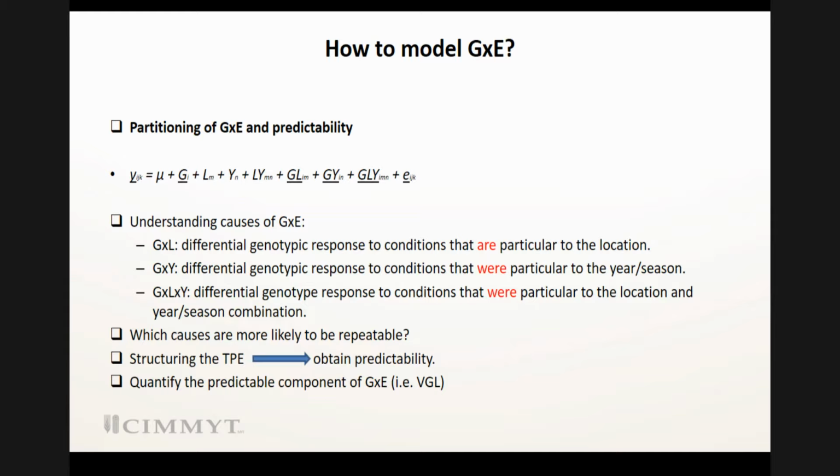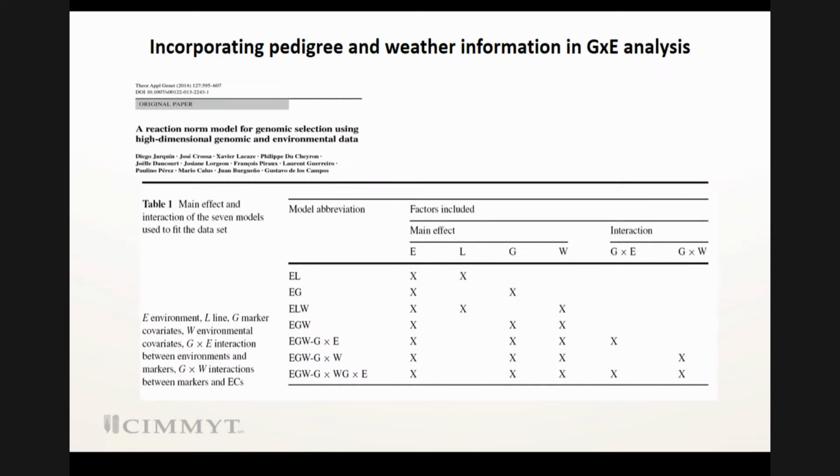Which causes are likely to be repeatable, because once we identify these, then we will be able to structure the target population of environments and do good predictions within them and quantify the predictable component of the G/E analysis. This is work which is very similar to what I plan on doing for these data sets from Southern Africa.